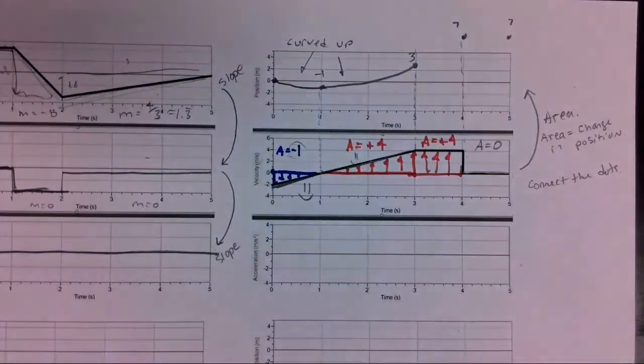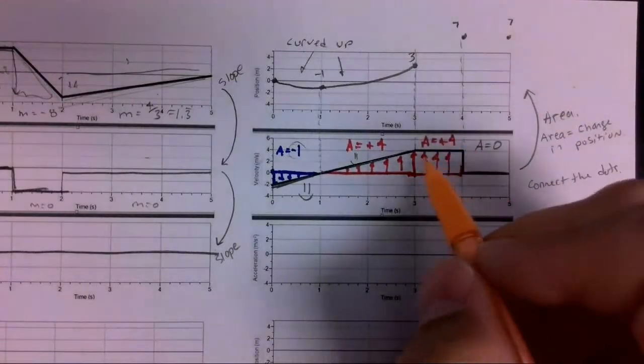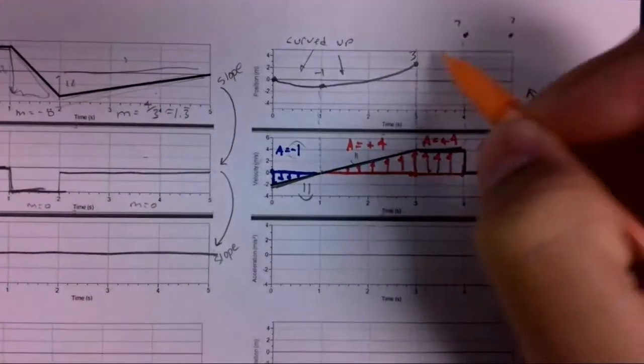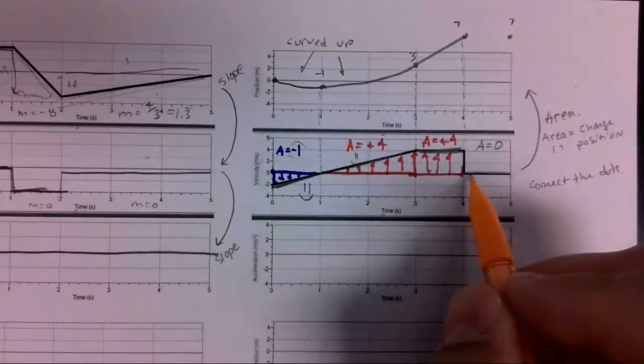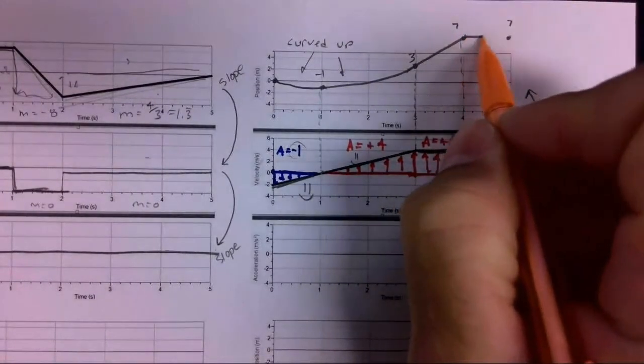If you feel like, oh, I don't know if you can tell that this is curved, you can just write curved. That's not a big deal. And then this is a constant velocity, so you're going at a constant rate, so that's a straight line. And then a constant, you're standing still, like that.